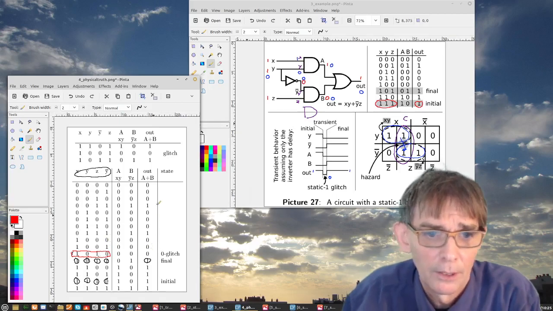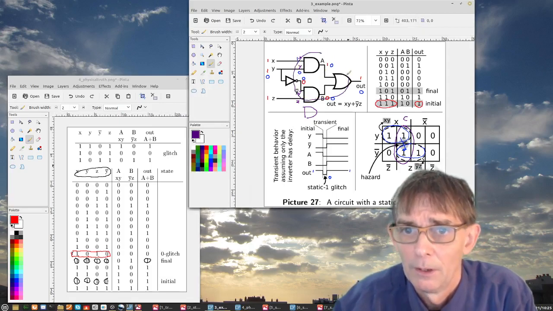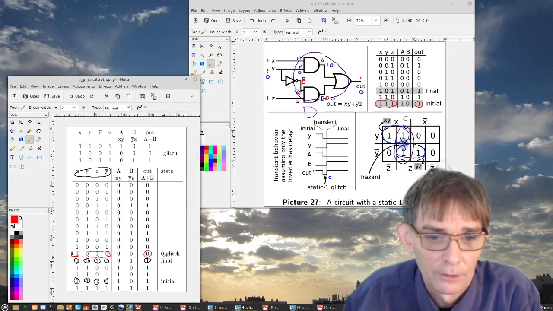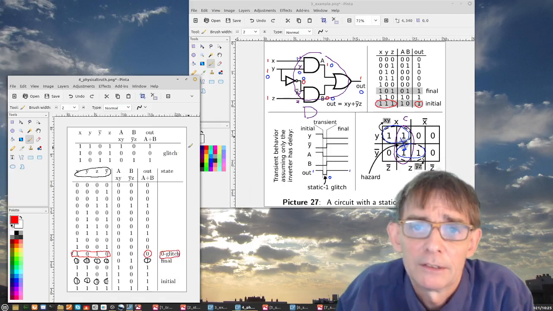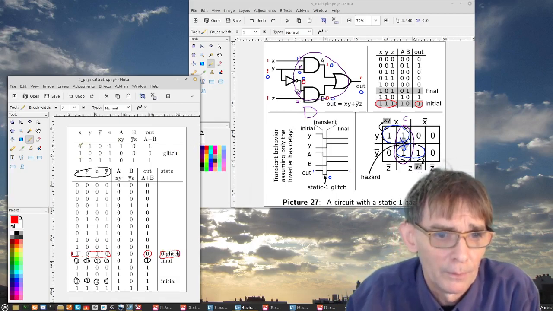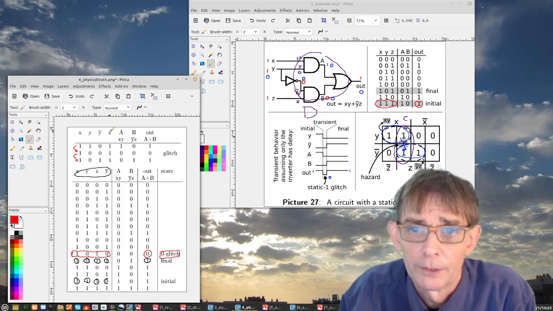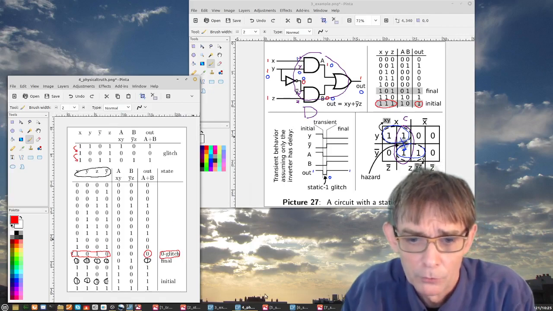And this output, as you can see from this circuit here, will produce a 0. And that is our 0 glitch. And because that can happen, we have a static 1 hazard. We go from this state to this state to this state in what I call the physical truth table, which is not exactly always equal to the logic truth table.